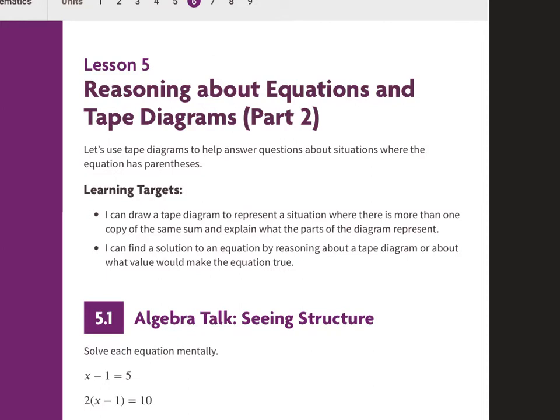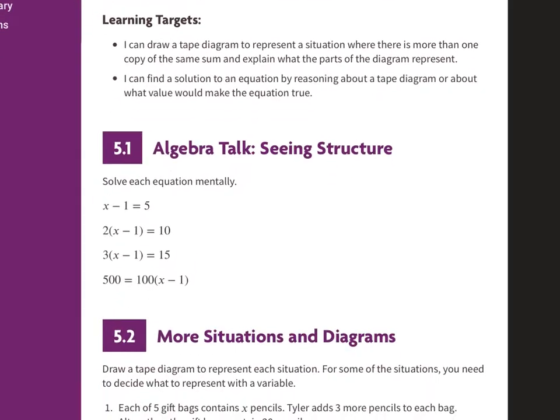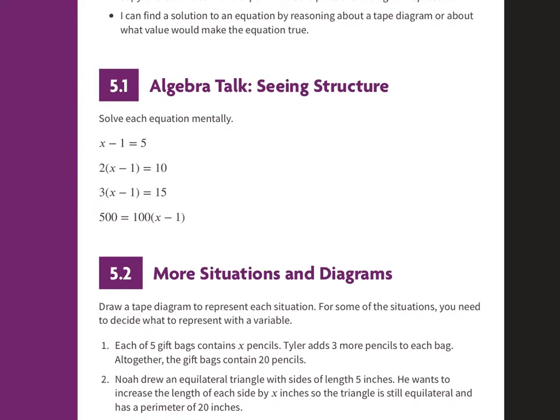We're just going to solve the equations. We're going to come up with the equations if we need to, and then we'll just solve them. So the second I can statement: I can find a solution to an equation by reasoning about the equation or about the value that makes the equation true. So 5.1, solve each equation mentally. Go ahead and hit pause. Try to solve these problems mentally, and then go ahead and hit play when you're ready to go.